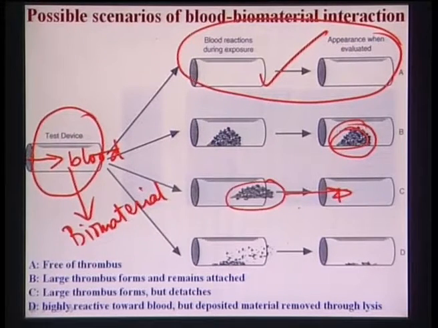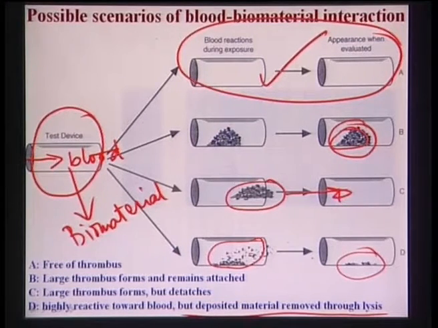And the fourth one is that it is highly reactive toward blood, but the deposited material is removed through lysis. Cell lysis takes place, and therefore blood cells are adhering but do not form a large thrombus, and the blood cells also undergo cell lysis. So that means it is not non-hemocompatible to that extent. It is a very mild cross, not a very strong cross like this one. And the most desirable is that no thrombus formation takes place at any given time during exposure to the blood.